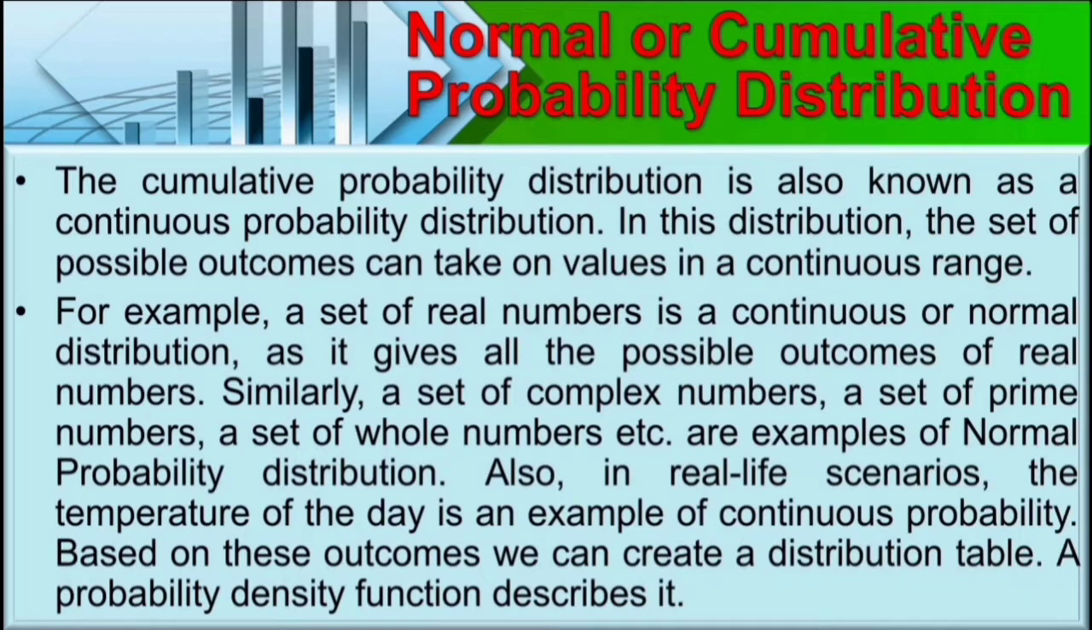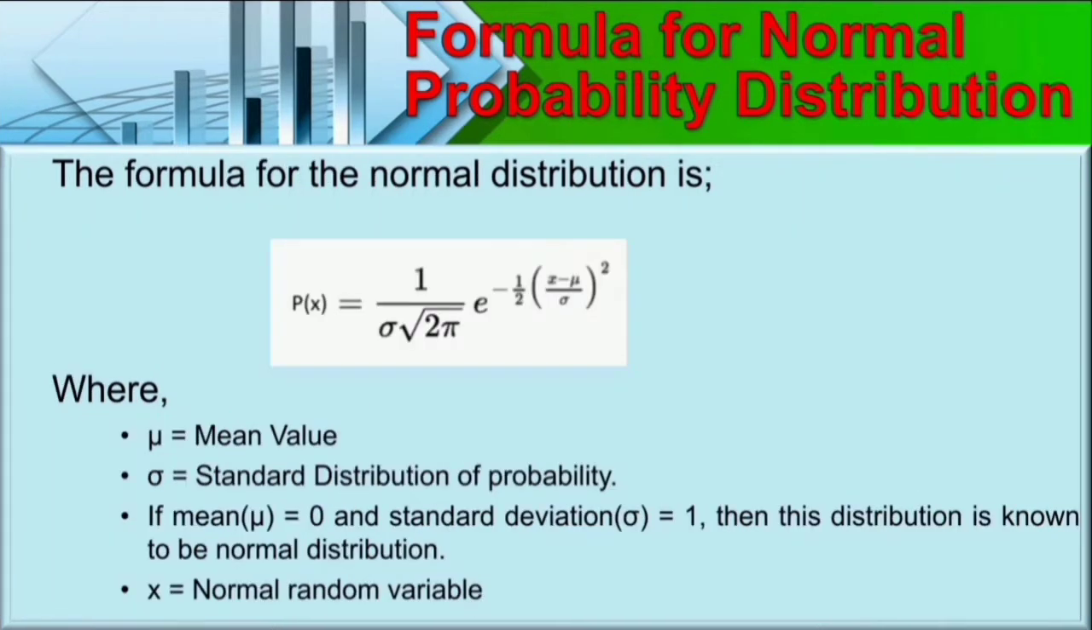Also, in real life scenarios, the temperature of the day is an example of continuous probability. Based on these outcomes, we can create a distribution table. A probability density function describes it. Formula for normal probability distribution. The formula for the normal distribution is as follows, where mu is equal to mean value, sigma is equal to standard deviation of probability. If mean is equal to 0 and standard deviation is equal to 1, then this distribution is known to be the standard normal distribution.